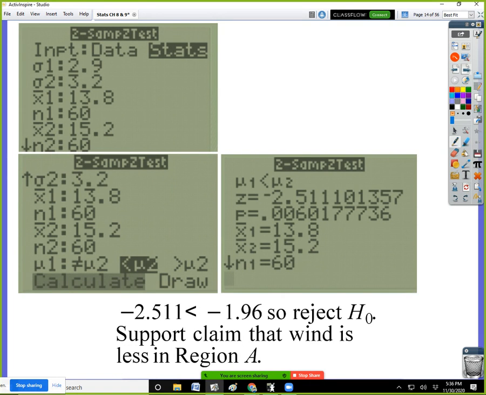So if I want to do a two-sample z-test, I can go in, remember I go to second DISTR, and I go down to two-sample z-test. I put in my two sigmas, 2.9 and 3.2, and 13.8 with 60 days, 15.2 with 60 days, right? And then I went down, the screen ran out of room, so I moved down so that I can see my less than mu sub 2, okay? So that I have the right test. So when I do that, I get that minus 2.5111, which we know is way to the left of minus 1.645. So we reject H0 and we support the claim that the wind is less in region A. Okay? Everybody good?